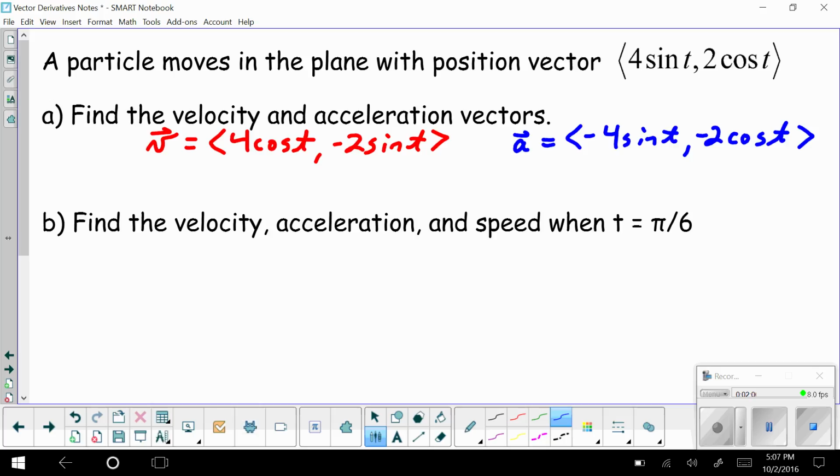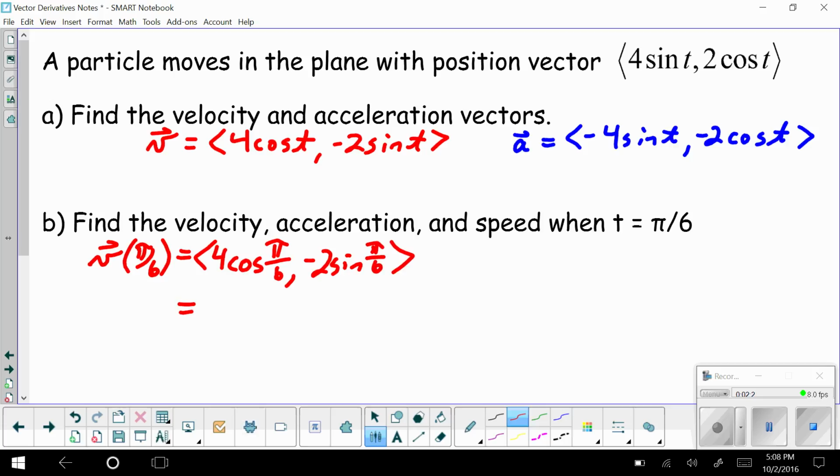So then if I want to find velocity and acceleration when t is pi over 6, well, my velocity when t is pi over 6 is going to be 4 times the cosine of pi over 6, negative 2 sine of pi over 6. Now, cosine of pi over 6 is radical 3 over 2, so this would be 2 rad 3. And sine of pi over 6 is 1/2, so this would be negative 1.